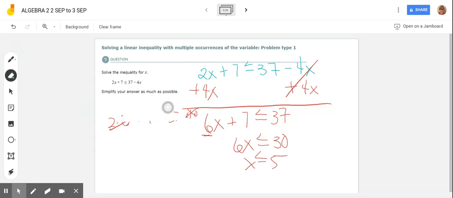I just had to erase that because it's so ugly. So ugly. All right, let's move on.